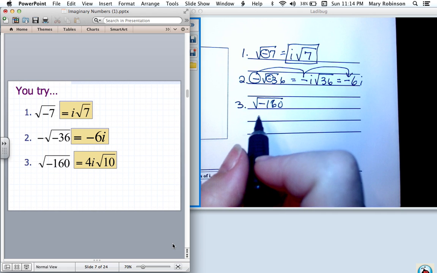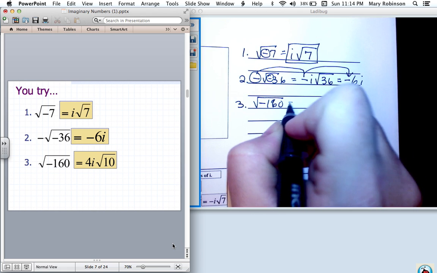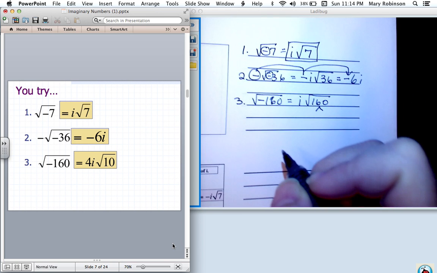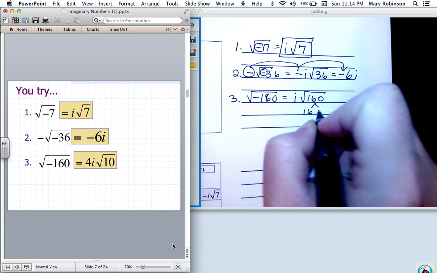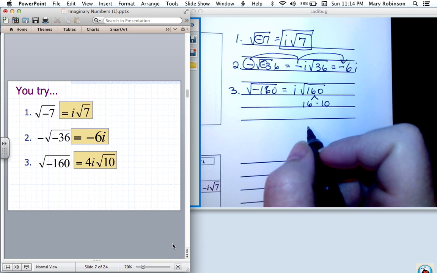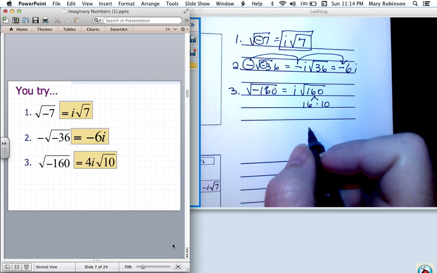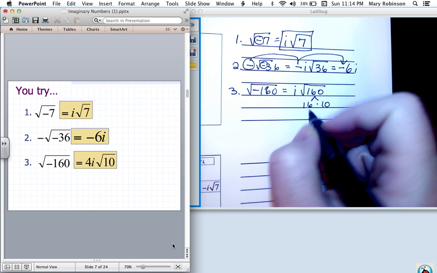Next, we have the square root of negative 160. Because of this negative, I'm going to go ahead and put i out front. And then I need to start simplifying the square root of 160. If you have any trouble at all with simplifying radicals, we have a video posted as a review from Math 2 on how to simplify radicals. So please make sure you check the website for that video if you need help simplifying radicals.